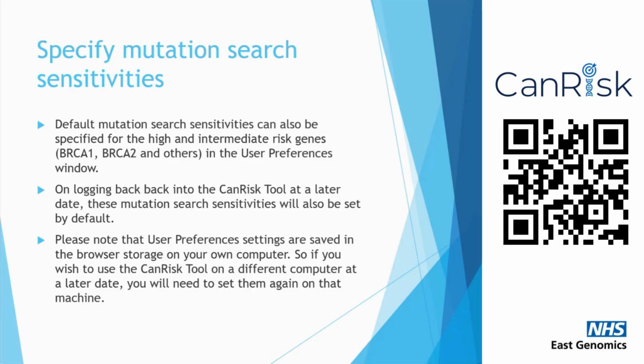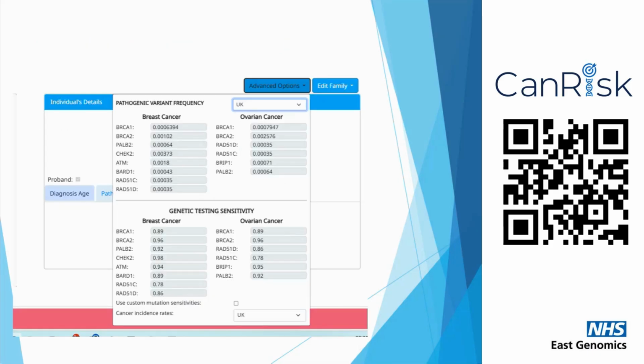Some genetic services do adjust these figures locally, but I've pushed more and asked CanRisk more to adjust it themselves, because I feel that if we're all going in there and changing to different specificities, that's not uniform across the country. But as I say, that can be done if you want to.